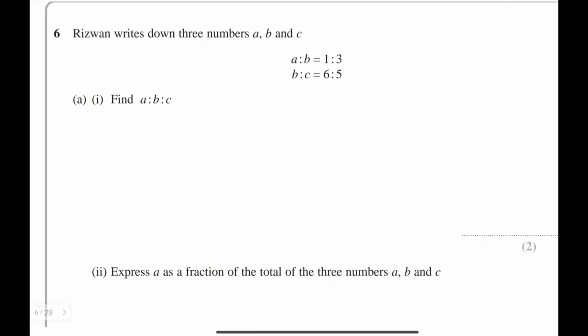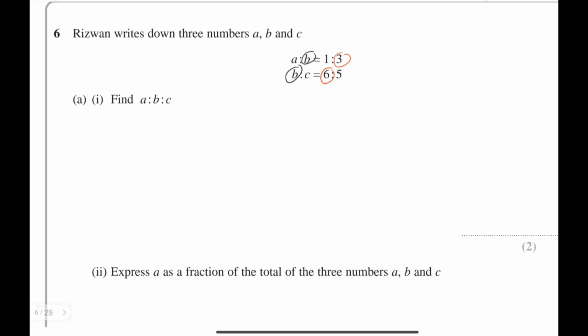Question 6. Write down three numbers A, B, and C. Find the ratio of A to B to C. So now we can see that A to B is 1 to 3 and B to C is 6 to 5. What do we see here? We can see that the B in both cases have something in common. This is 3 here, this is 6 here.